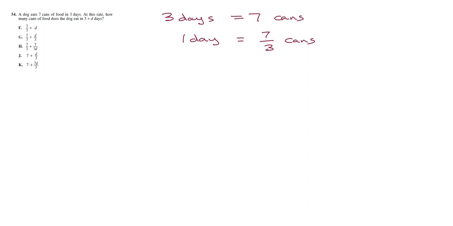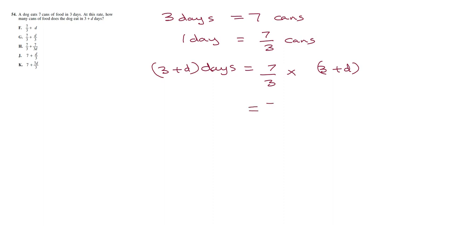So now we want 3 plus D days. So we're going to multiply 7 over 3 by 3 plus D. So how do we get there? We multiply 1 by 3 plus D to get to 3 plus D. So you also multiply 7 over 3 by 3 plus D to get the number of cans.